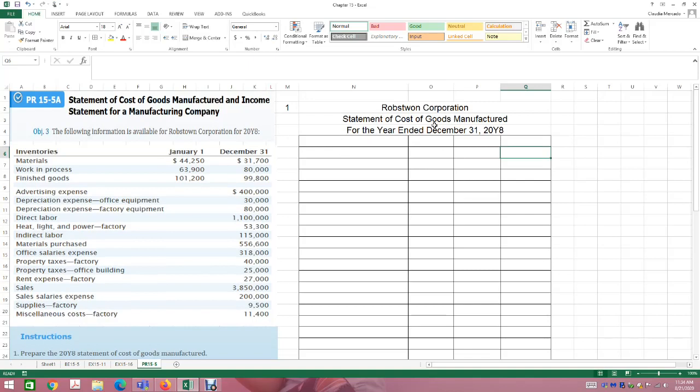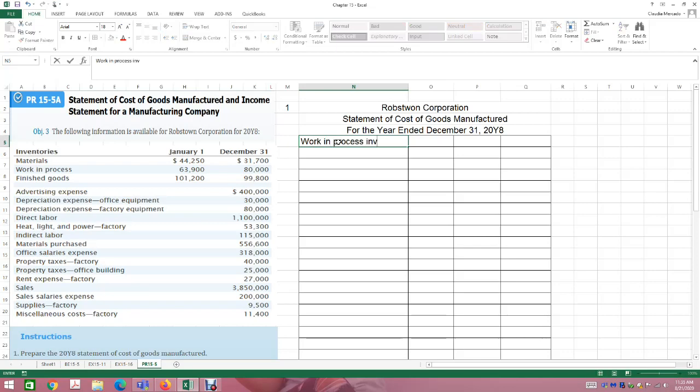Remember, when we're preparing our financial statements, we always start off with the name of the company, the name of the financial statement, and the period that we're doing it for. So let's start off with our statement of cost of goods manufactured. The first thing we need to look at is, do we have any work in process that was started last period and was not finished, that we have to finish this period? Well, the problem says here that we have work in process as of the beginning of the year of $63,900. So yes, we do have work in process. That is going to be our starting point.